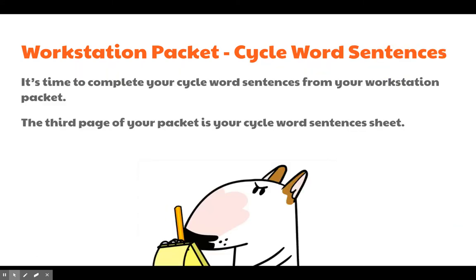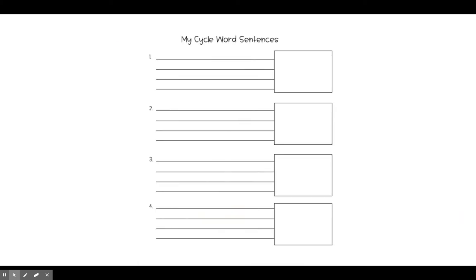After you are done with your cut and sort, you are going to move on to your cycle word sentences. So now it's time to complete your cycle word sentences from your workstation packet. And this is the 3rd page of your packet, as you all know. So you are going to do that. So your cycle word sentences sheet will look a lot like this. I'm going to give you my example so you have something to go by.